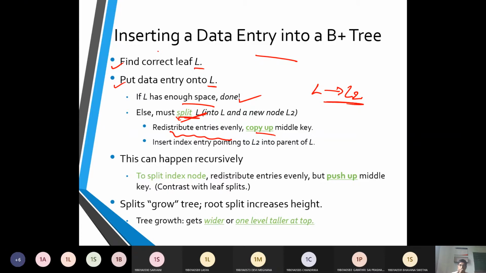In this way, the index points from L, which is going to be the parent, and from that it moves to L2. So how long is it going to do this? It is going to do it recursively, by redistributing and splitting, until it makes an empty hole in order to insert the data. So the split grows up as the tree increases.